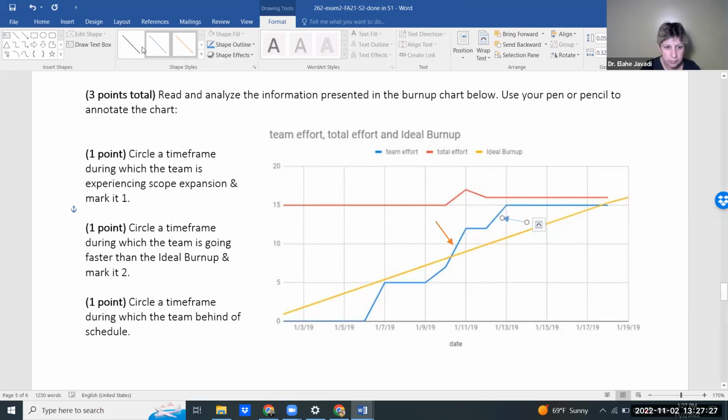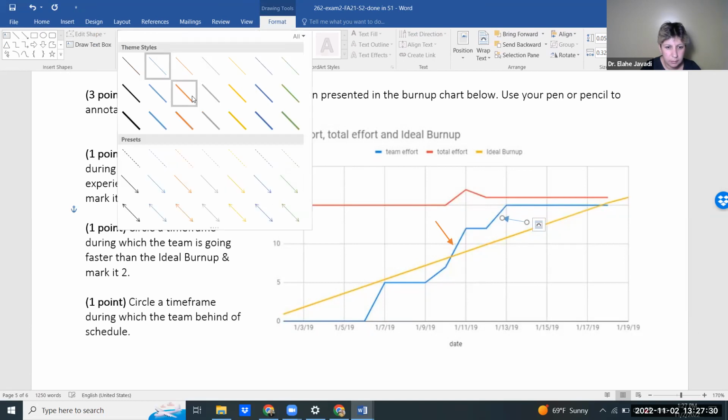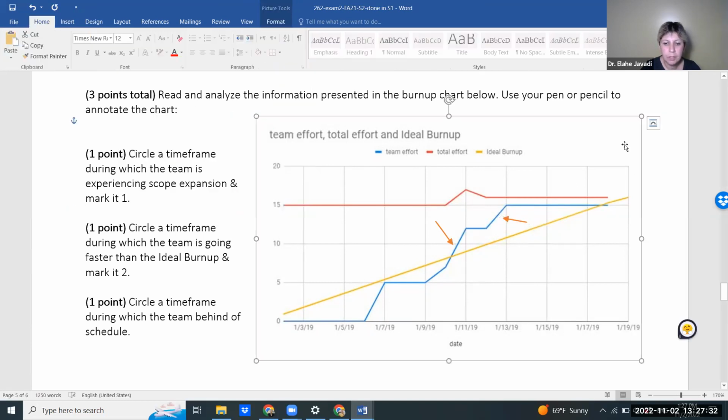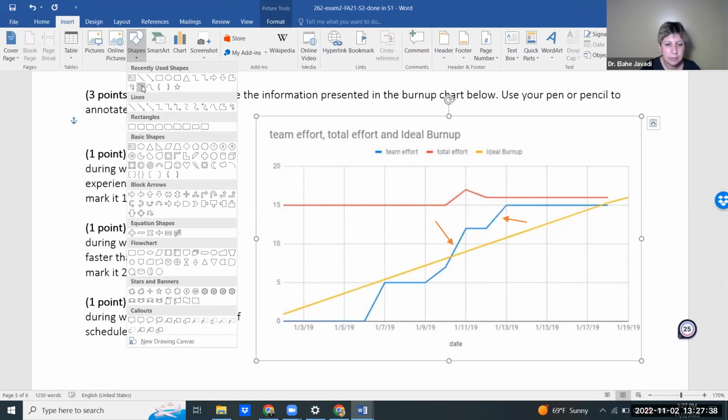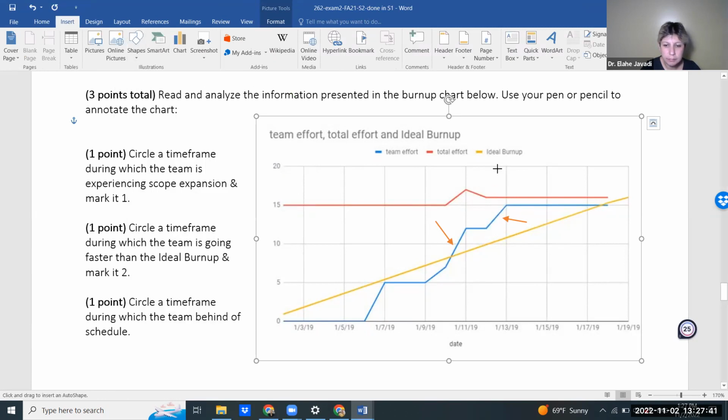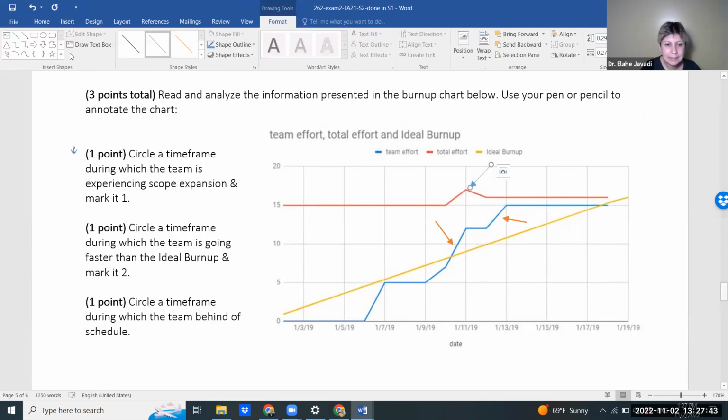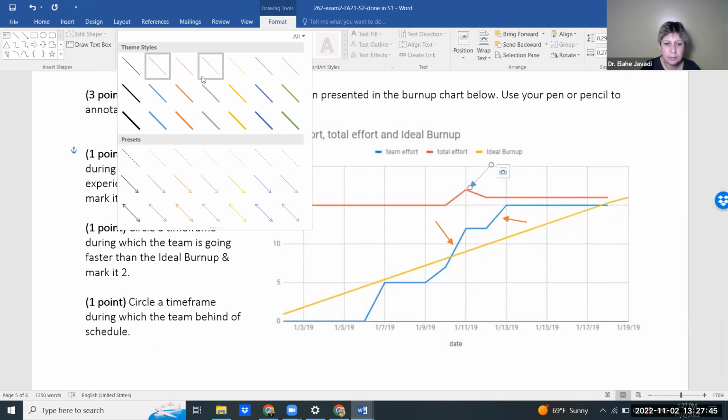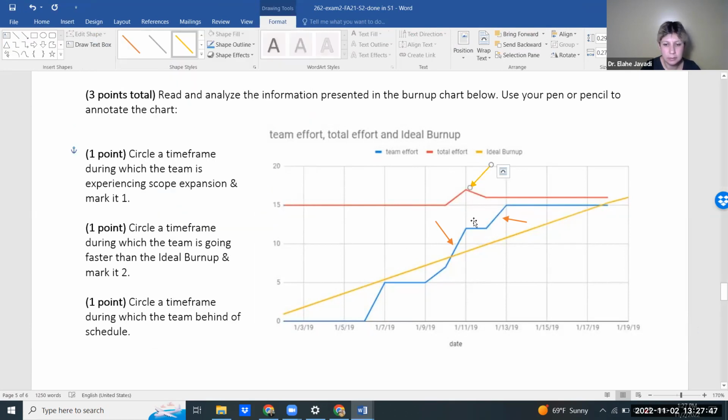All right, perfect. That's 2, and this is 1. I will find a way to color code the questions as well, so you can see them later if you were reviewing them. So circle them. I would say avoid talking about days or dates, because I hate for you to read the wrong number. If you circle it, then you know that it's correct. Circle a time frame during which the team is behind the schedule.